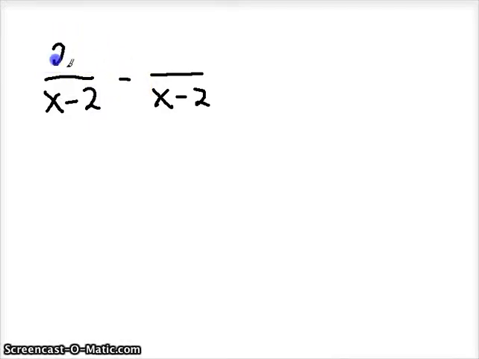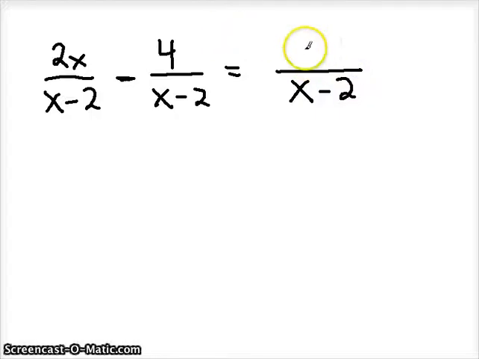Alright, let's do another one. Again, we'll have common denominators here. This time we'll be subtracting our expressions. We have a 2x minus 4. So again, because we have common denominators, we can rewrite it using one of those denominators and combine the top. So 2x minus 4.